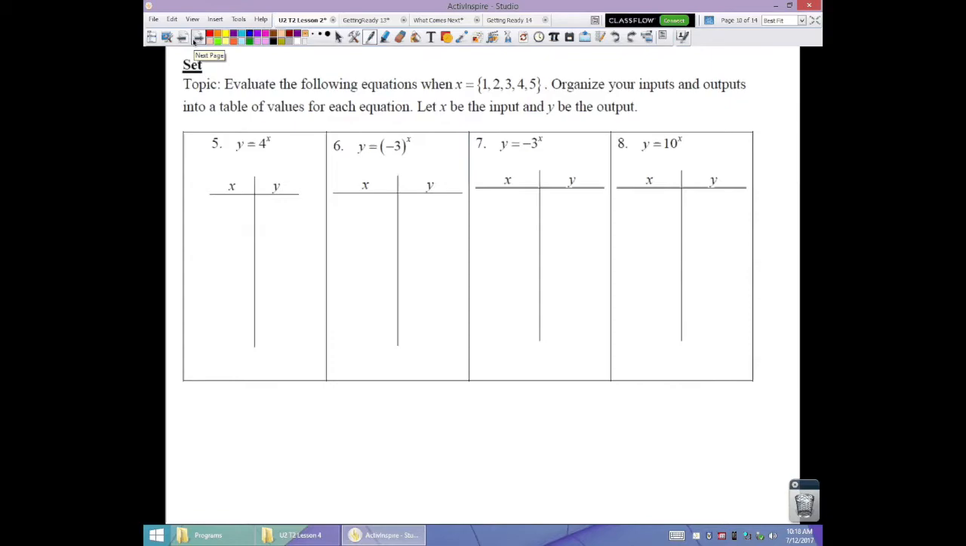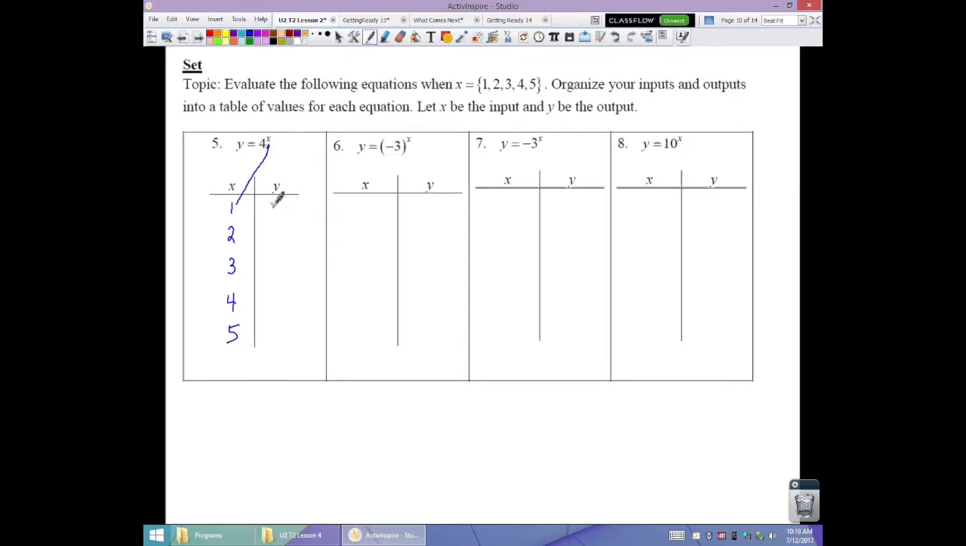Now, numbers 5 through 8, we are going to substitute the values 1, 2, 3, 4, and 5 into each of these equations. So I'm going to go ahead and set up my table with the x values, and we just one at a time substitute each x value into the equation.